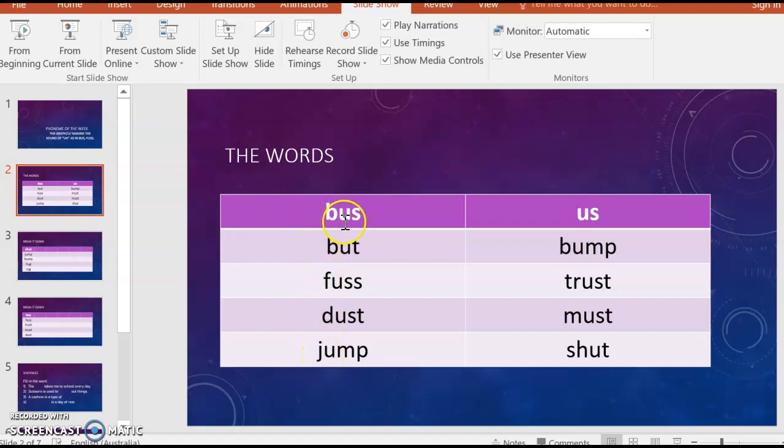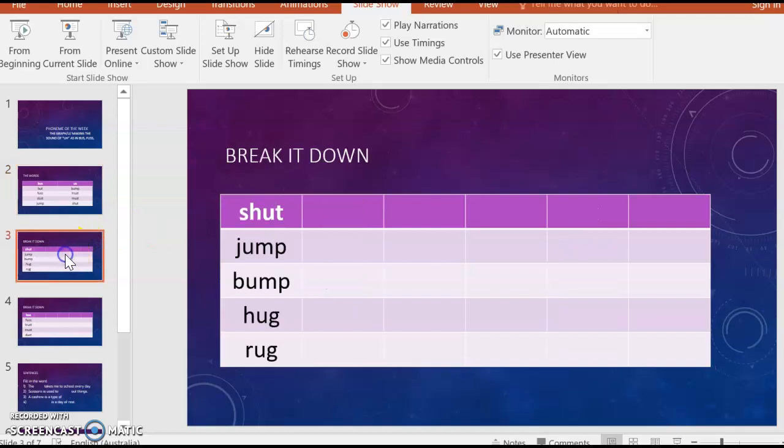So we've got bus, but, fuss, dust, jump, us, bump, trust, must, and shut. Now remember, you're still in 3 groups, so your group may not have all these words, but we are just talking about the graph U making the sound of "u". So let's break some of these words down into our phonemes.